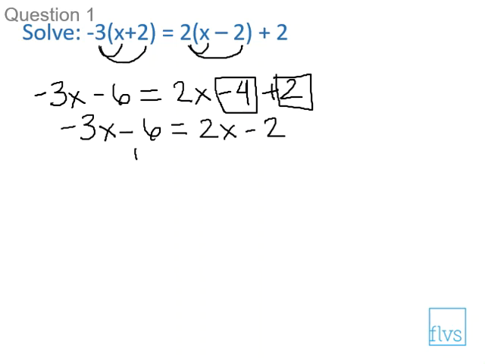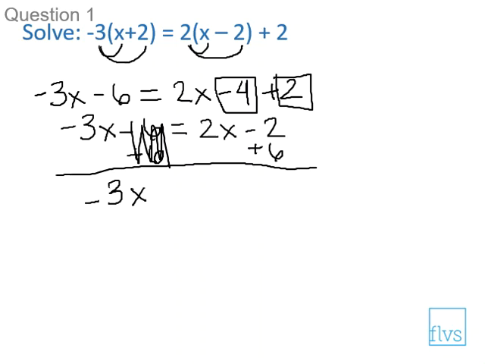So we always do the opposite, the inverse operation. So the inverse operation of negative 6 is adding 6. So I'm going to add 6 to both sides, giving us negative 3x. Those cancel out, equals 2x, and then plus 4.